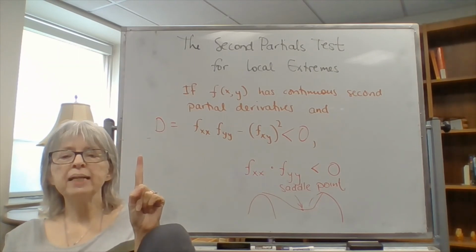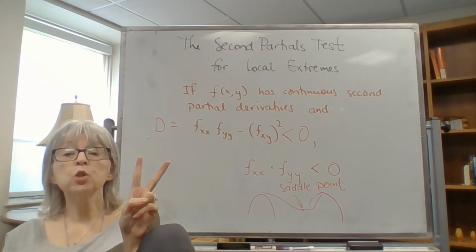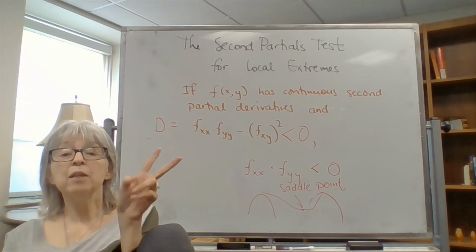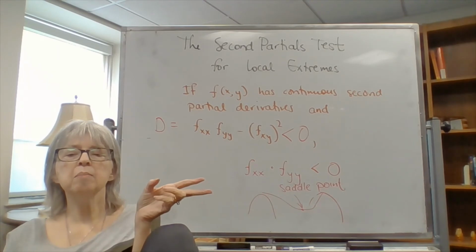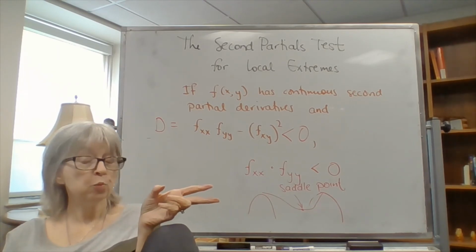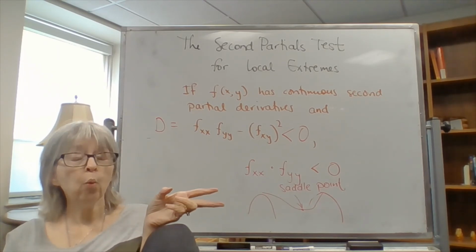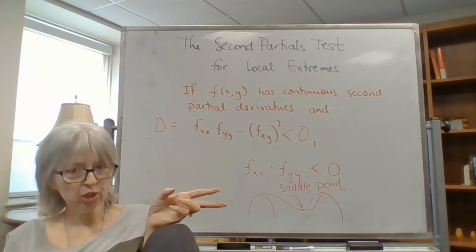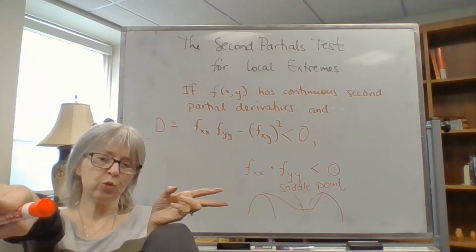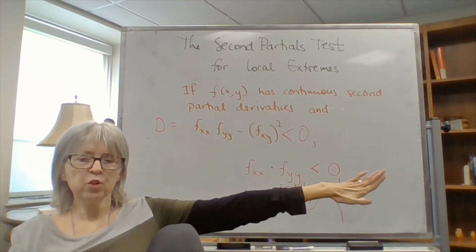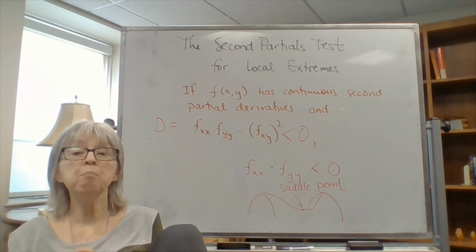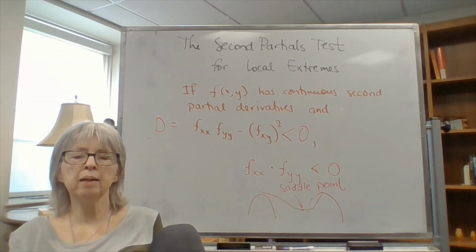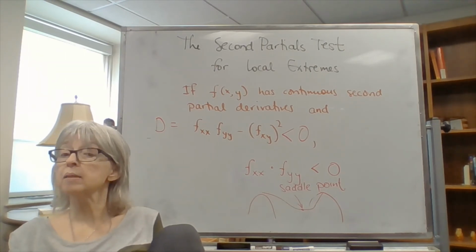Find the partial with respect to x. Find the partial with respect to y. Set them both equal to 0 and solve that system of equations, which means you're looking for all points in the domain of the function where the first derivative with respect to x is 0 and the first derivative with respect to y is 0. All points in the plane that satisfy both equations at the same time. Those are your critical points.